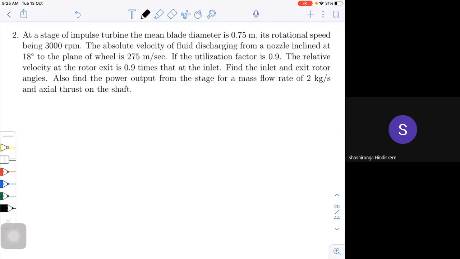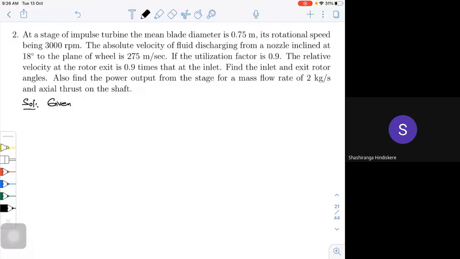So what we'll try to do here is use what is called a combined velocity triangle. Instead of writing the velocity triangles separately, we'll combine them with a common base. I will show you how to do that. Now let us try to find a solution for it. Solution.